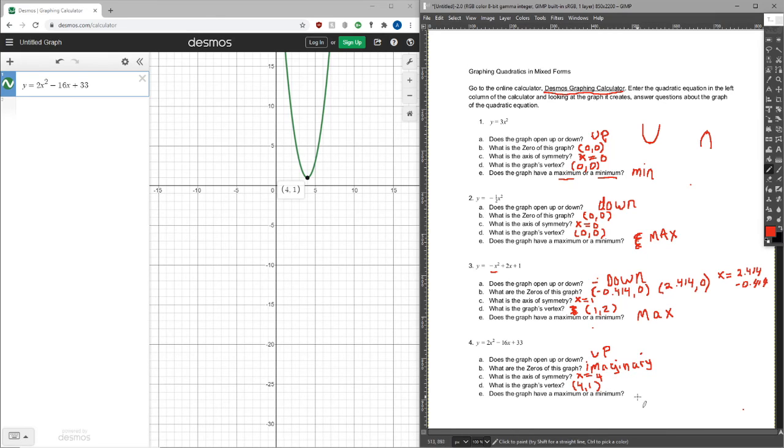Does the graph have a maximum or a minimum? Well, it has a right side up U shape. And so that vertex is at the bottom of the valley. So it's got a minimum. Positive functions always have minimums. Negative functions always have maximums.